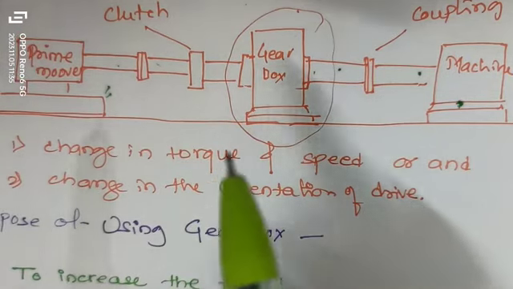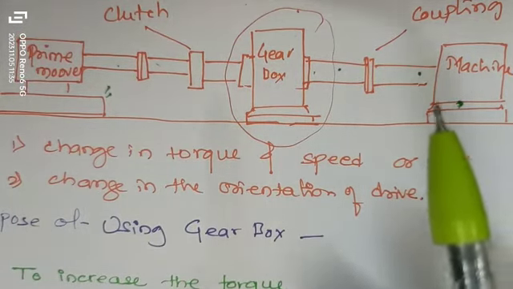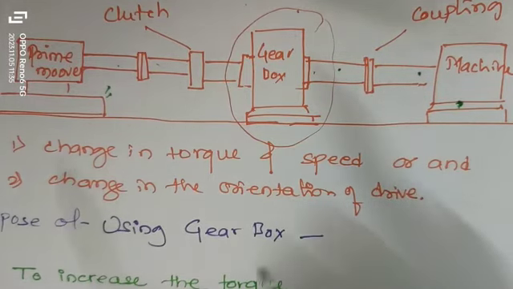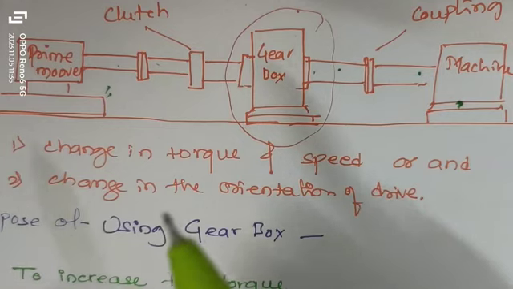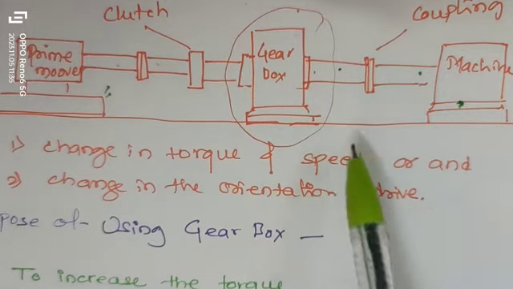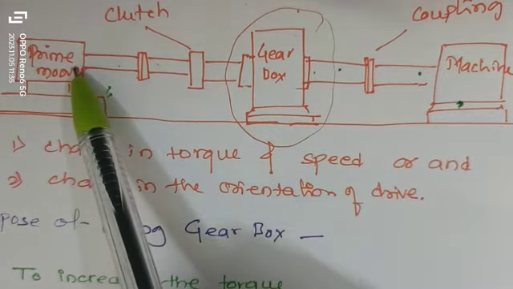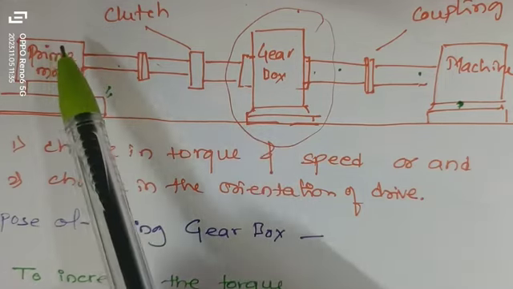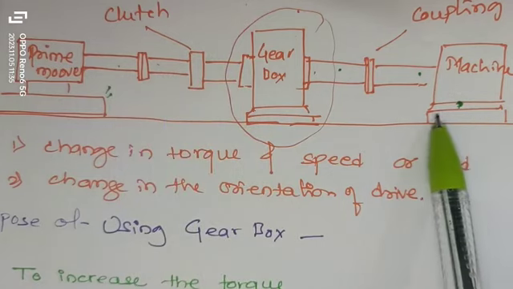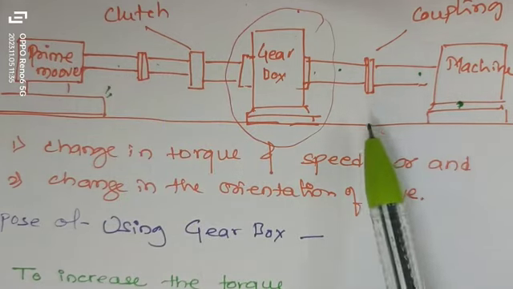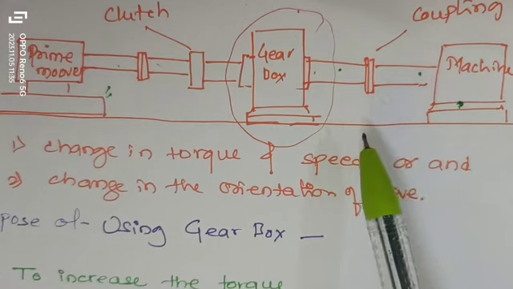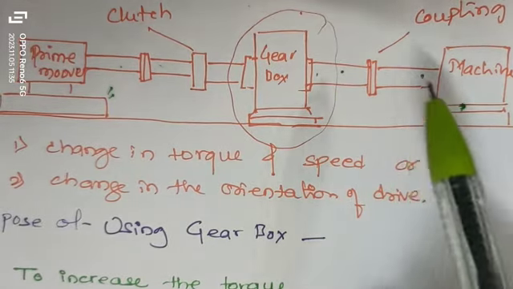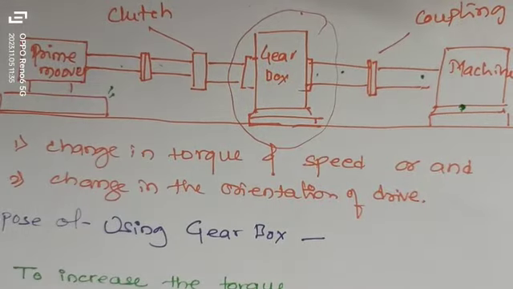And lastly, to increase the speed. In a few industrial applications, the machine is required to operate at higher speed compared to the prime mover speed, where the gearbox increases the speed from the prime mover shaft to the machine shaft, and this increase in speed is accompanied by a reduction in the torque. So this is what we discussed about the purpose of the gearbox.